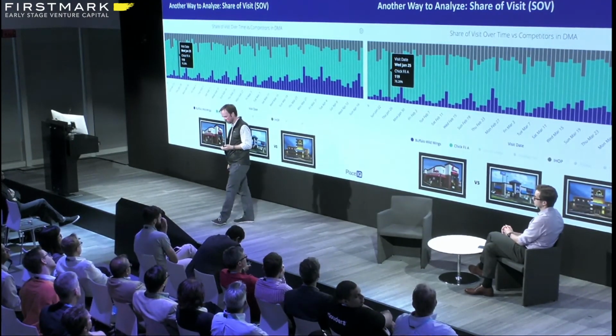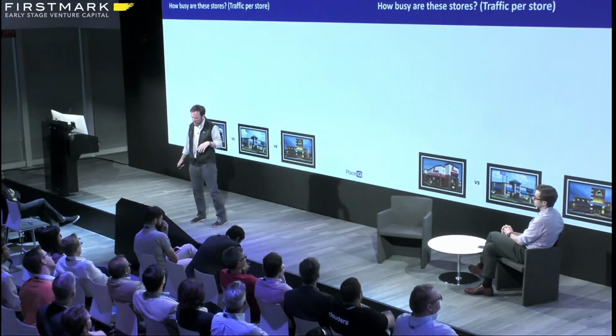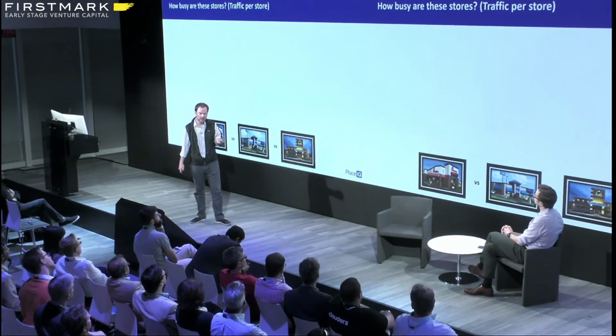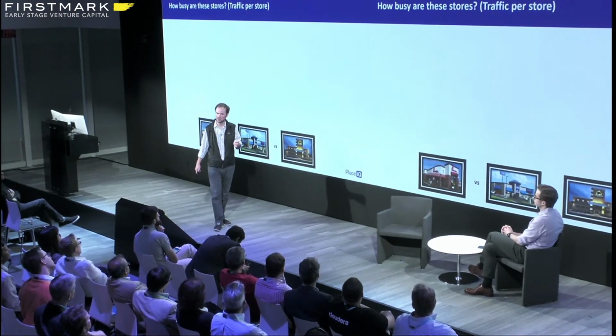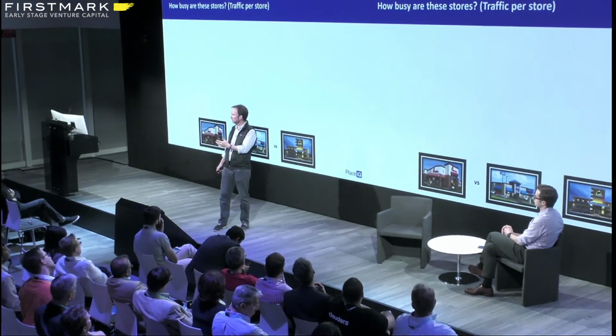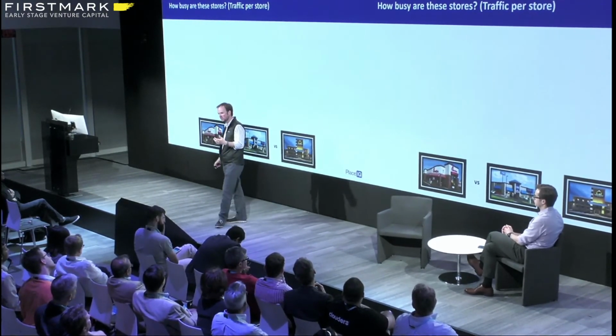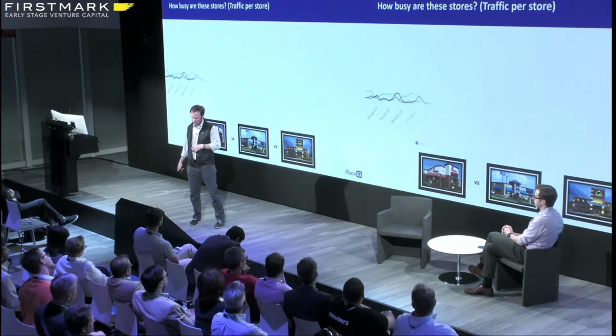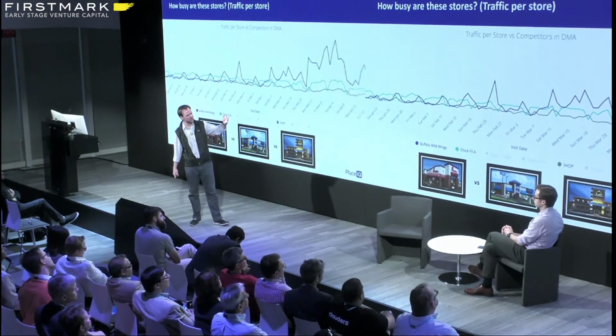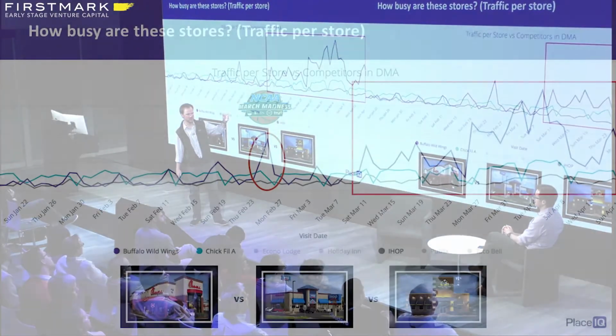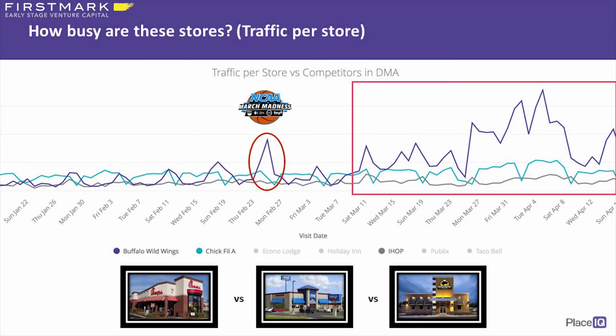So I thought, boy, that's really interesting. And then finally, what about if we look at traffic per store? Because there's clearly more Chick-fil-A's than there is Buffalo Wild Wings. That's going to tell us how actually busy these stores are. So we look at this and we plot this in the system. And I'm like, well, this is a great story. Look at it. Buffalo Wild Wings is just killing it during spring break. So these places are probably insane. And I'm thinking, well, this is a great story.